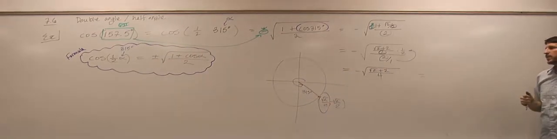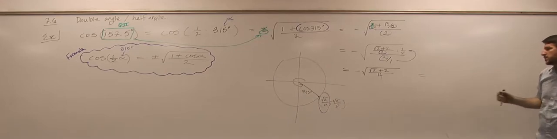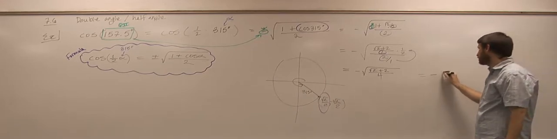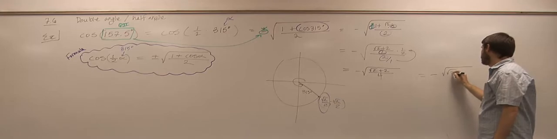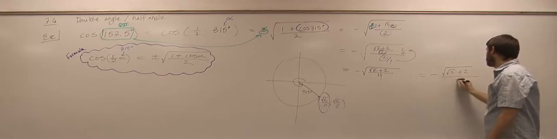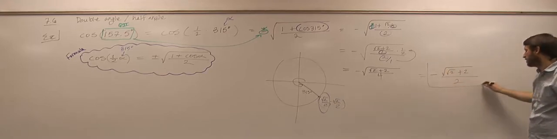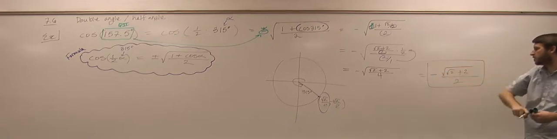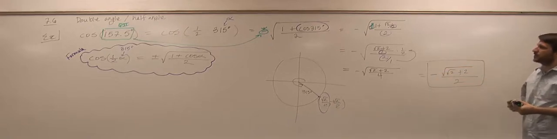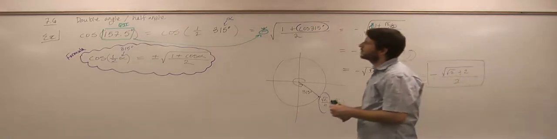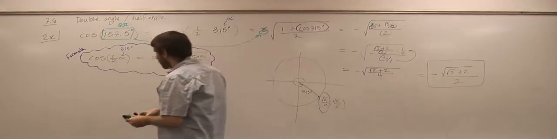Do you know the square root of 4? Well, I know the square root of 4. This would be the final simplified answer for cosine of 157.5 degrees.